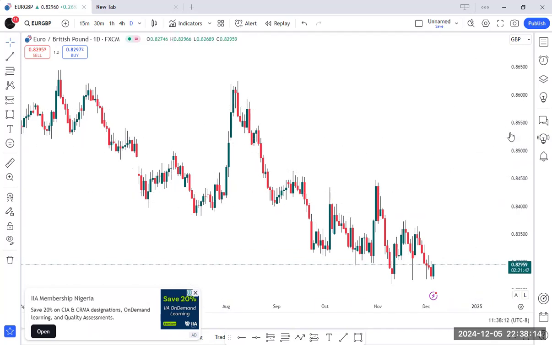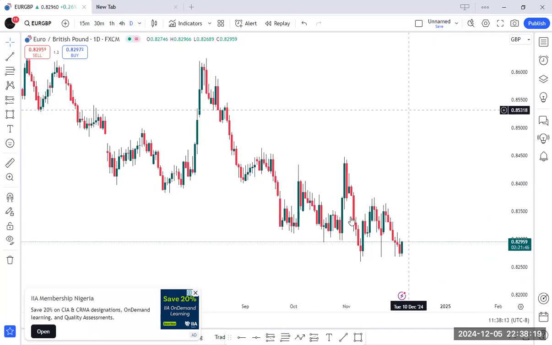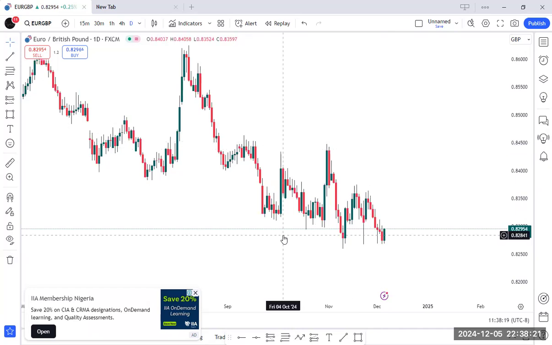So I'm trading using the daily time frame, analyzing using the daily time frame. First of all, before you analyze, you have to determine the market structure, whether the price is going up, or the price is going down, or the price is going sideways. Those are the three types of market structures that we have.